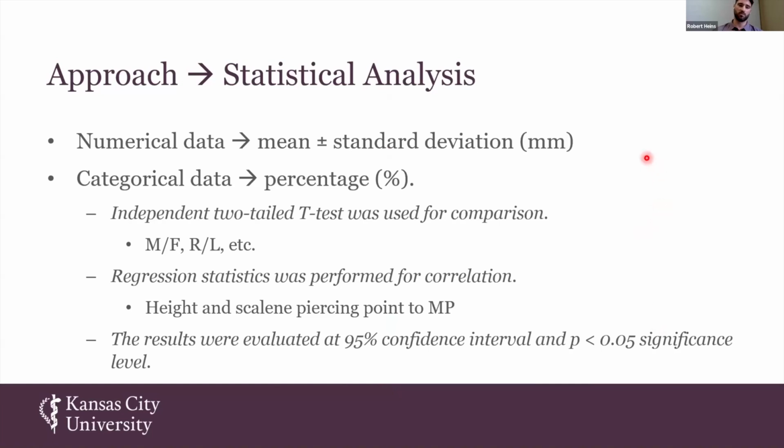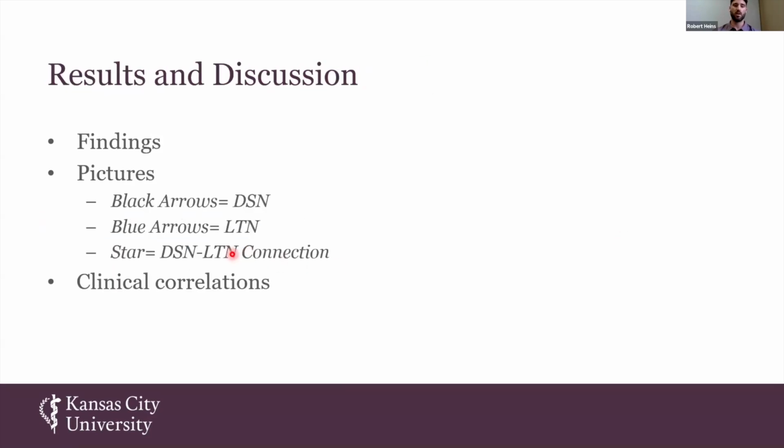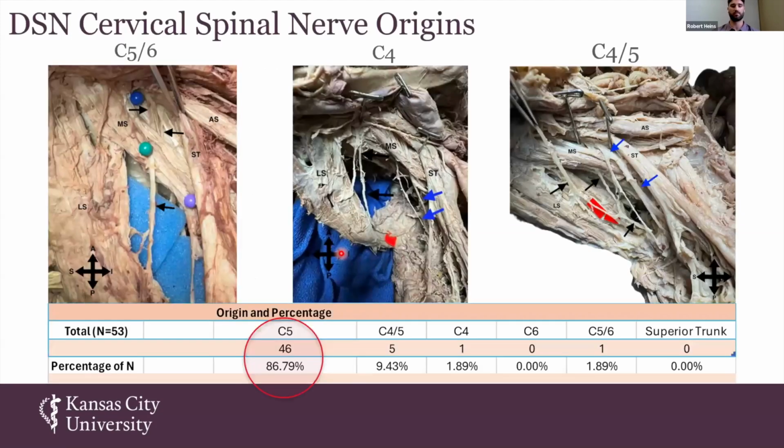So as I present my results, my numerical data will be in mean and standard deviation in millimeters, and our categorical data will be shown as percentages. And our associations are independent two-tailed t-tests, as well as one regression analysis. Many pictures are going to come up shortly. All of the black arrows are our dorsal scapular nerve, the blue arrows are the long thoracic nerve, and a star will be a connection between these two nerves.